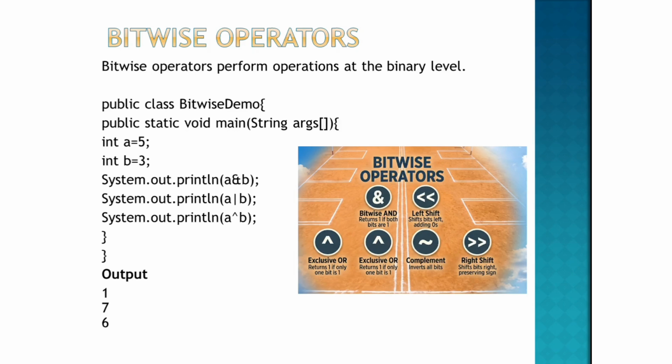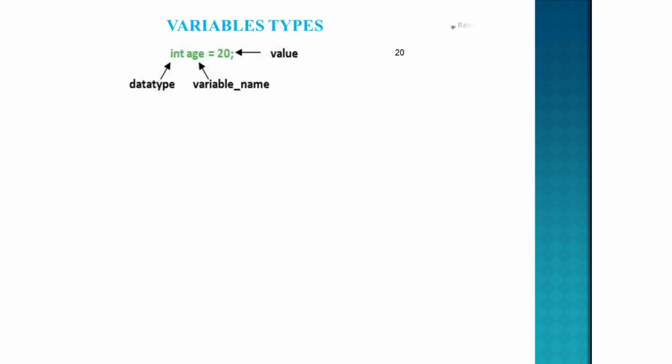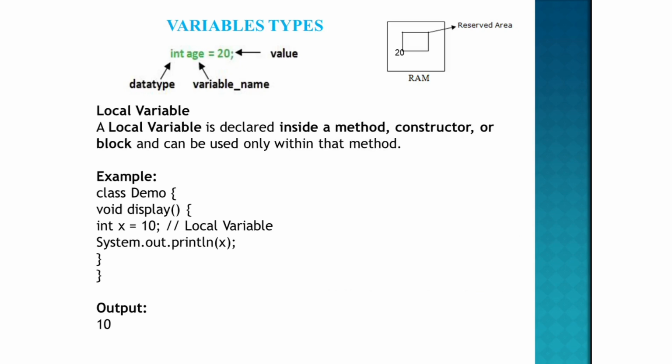Now let's discuss the local variable. A local variable is declared inside a method, constructor, or a block, and it can only be used within that particular method. In this example, the variable x is declared inside the display method with the value 10. When we print x, the output is 10. Once the method finishes execution, the local variable is automatically removed from memory. So remember, a local variable has limited scope and a temporary lifetime. It cannot be accessed outside of the method where it is declared.